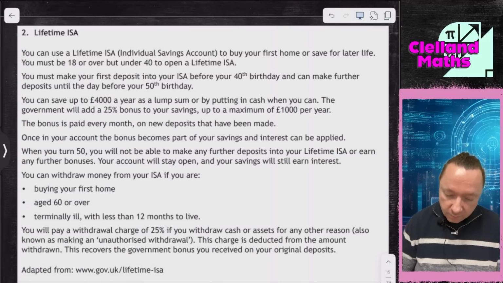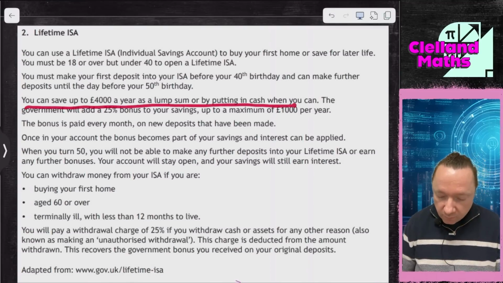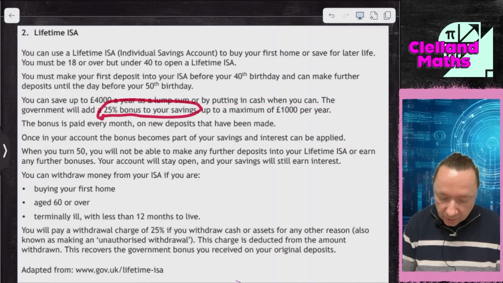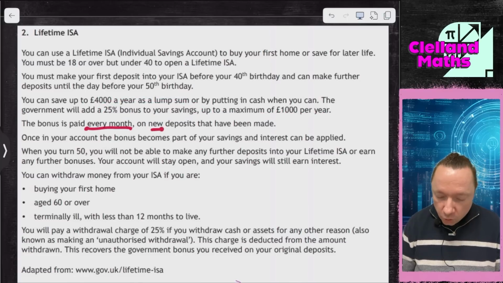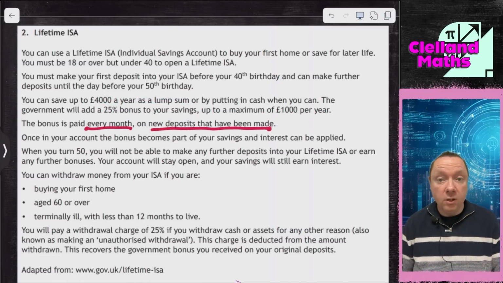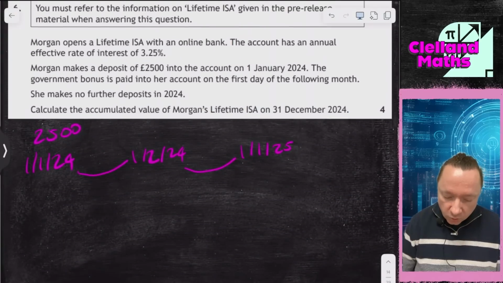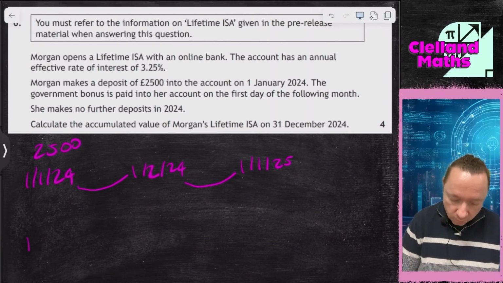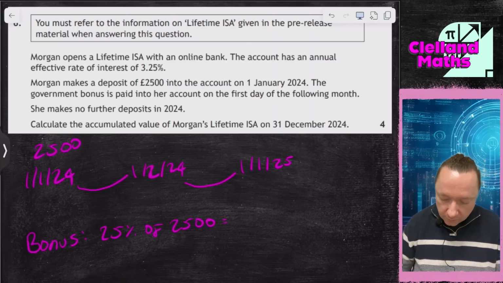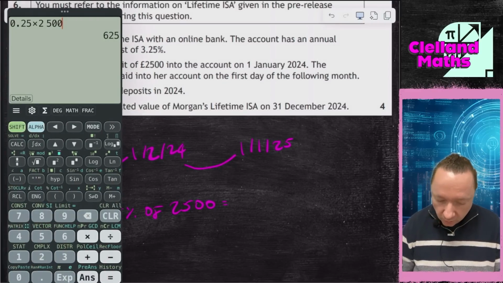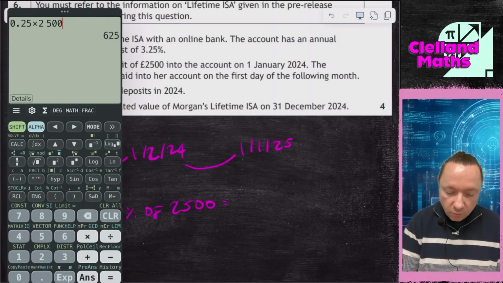So Lifetime ISA pre-release material says you can save up to £4,000 a year as a lump sum or put in cash when you can. The government will add a 25% bonus to your savings up to a maximum of £1,000. The bonus is paid every month on new deposits that have been made. So the bonus is paid on the deposit. So we made a deposit of £2,500. So our bonus on that deposit is 25% of £2,500. So 0.25 times 2,500 is 625.